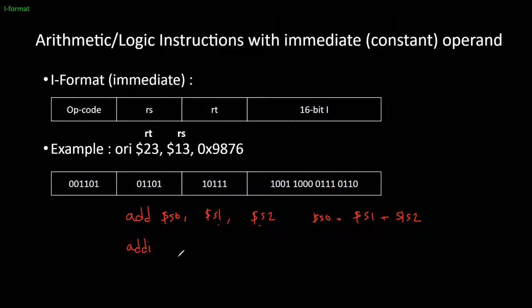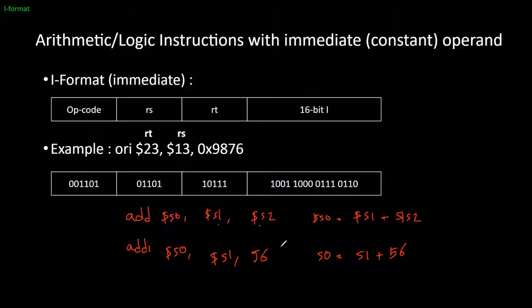But addi was something like this. We give a destination register, where we are going to save the answer, and then S1, and then you could give it a number, for example 56. Then your result would be S0 is equal to S1 plus 56. So that was the addi.